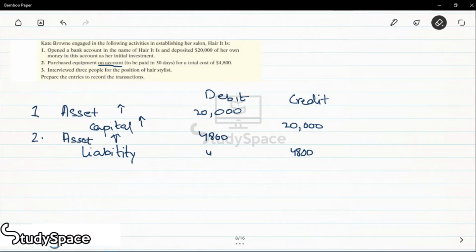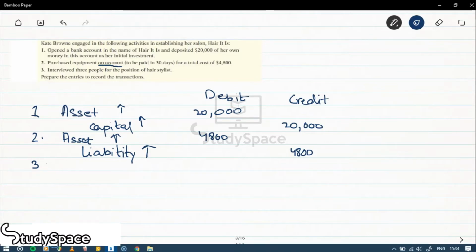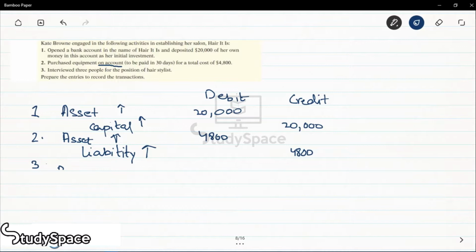This shows us that there has been a change in the books vis-a-vis the increase of assets and increase of liabilities. Now in case of the third entry, interviewed 3 people for the position of hairstylist, there is no monetary value to us. There has been no exchange of goods, there has been no revenue, and there has been no increment of expenses. Therefore, we will not record this as an entry.